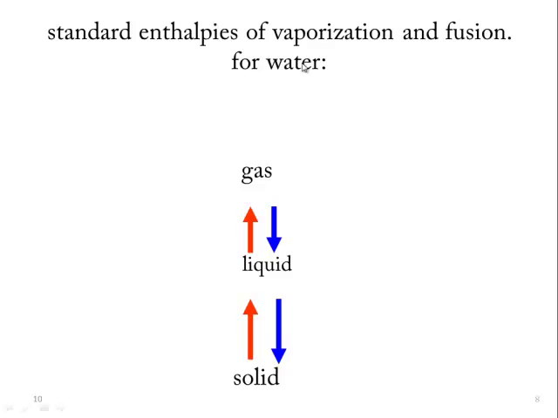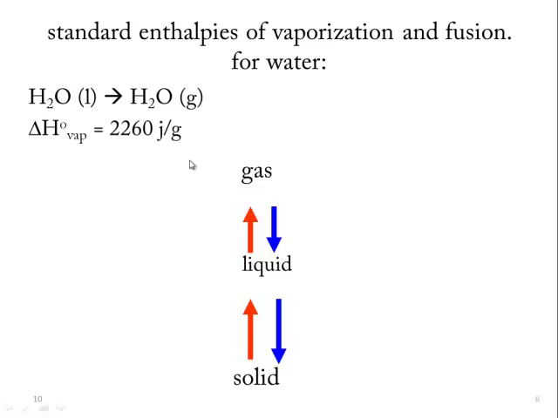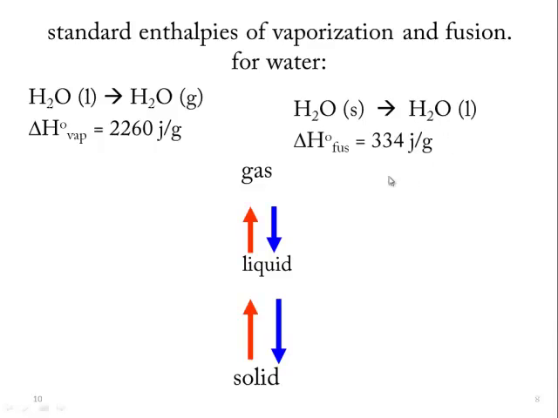Here are the standard enthalpies of vaporization and fusion. For water, to boil it, that means to turn it from a liquid into a gas, is going to take 2,260 joules for every gram if it's at constant pressure. That's why they use the term enthalpy rather than heat. Similarly, if we're going to melt it, that is, to take ice and turn it into liquid water, it requires 334 joules per gram. Note how much more energy intensive it is to boil water than to melt it.